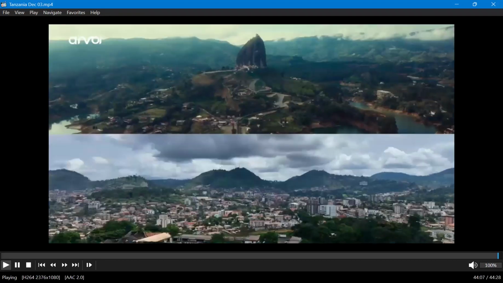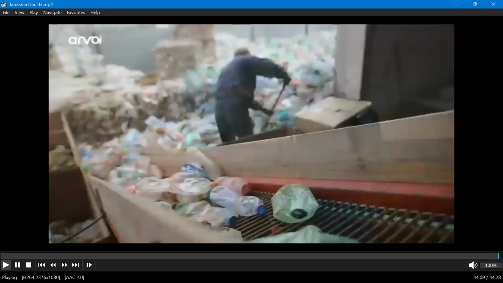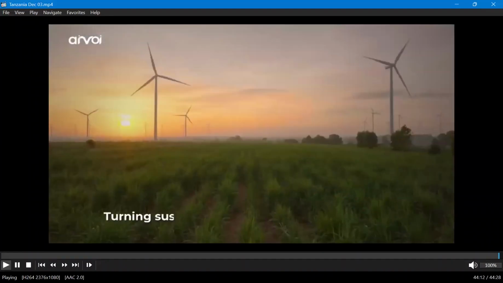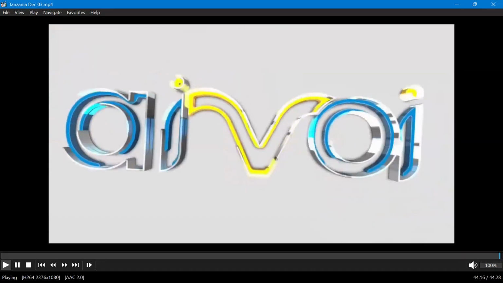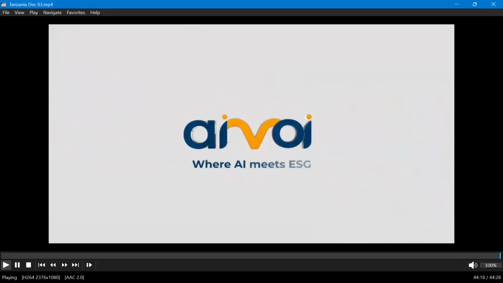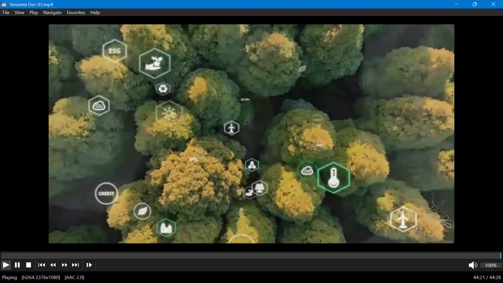From Peru to Nigeria, we help land stewards and recyclers monetize impact, turning sustainability into a business advantage. AIROI, where AI meets ESG. Let's build a regenerative future together.